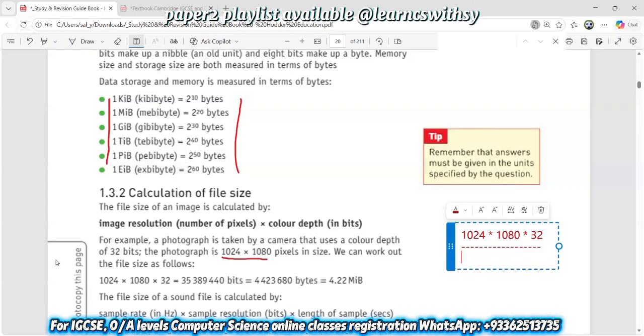Now, just telling you the stages. If they ask me to convert it to bytes, I'll simply divide it by 8. That's all. I'll not do anything else. If they say convert it to kibibyte, I'll simply do one more, and that is I'll go for 1024 again. If they say convert it to maybe mebibytes, I'll go for one more 1024 like this.